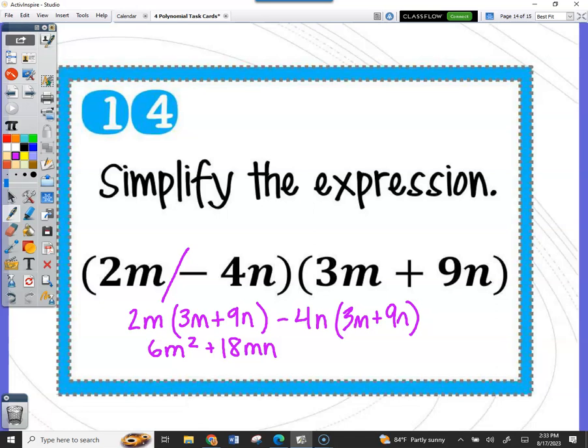Now what if you wrote 18nm? Same thing. I do tend to put it in alphabetical order within the term, just because it bothers me not to, but you don't have to.